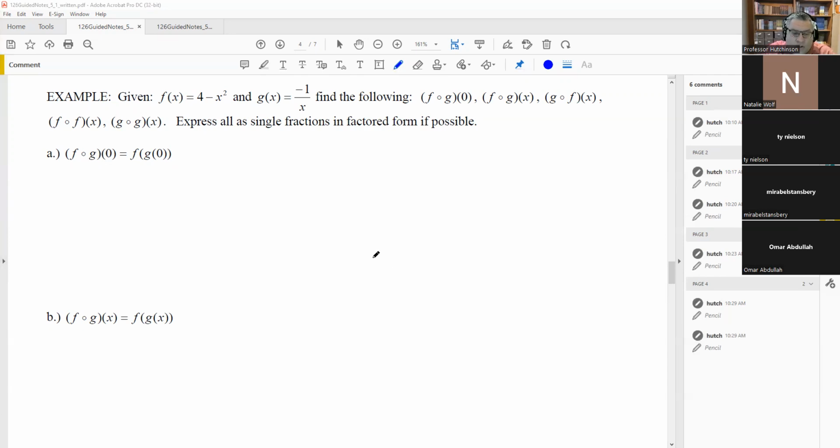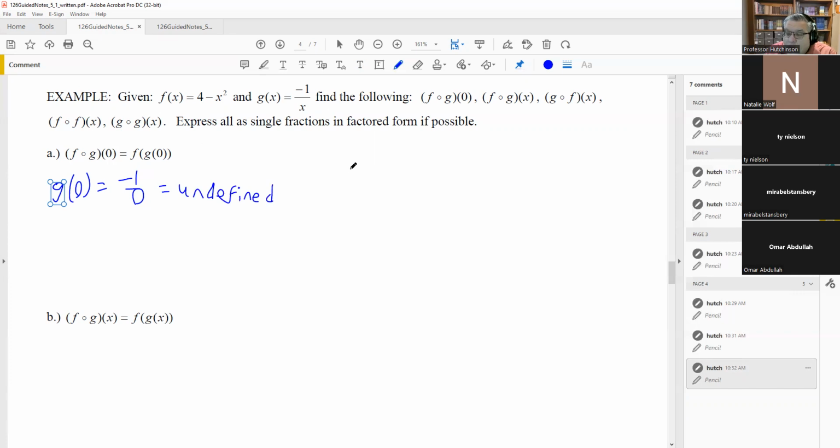Okay, so starting out with that, we're going to find f of g of 0. So we always start with the inside. So g of 0, here's the g function, and then we get division by 0. So we can't do this one. And so this actually is undefined.